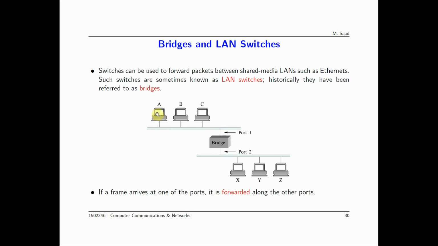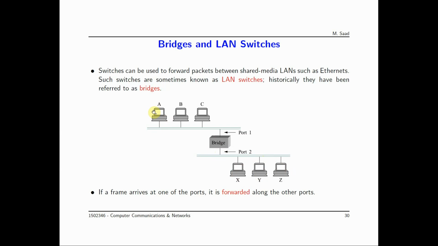Imagine that we have station A. As you notice, A, B, C are connected to a common cable, so this is a LAN, and stations X, Y, Z are also connected to a common cable, which is the bottom LAN. This is port number 1 of the bridge, and this is port number 2 of the bridge. Imagine that A is sending a frame.